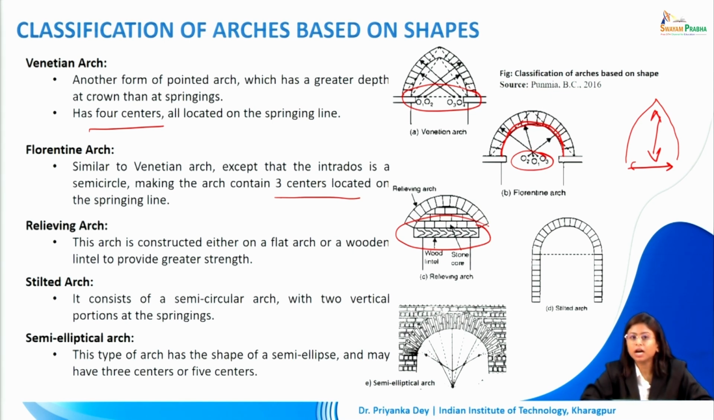The stilted arch consists of a semicircular arch with 2 vertical portions at the springings. The semi-elliptical arch is a type of arch that has the shape of a semi-ellipse and it may have 3 centers or 5 centers. Here is an example of having 1, 2, 3, 4, 5 centers.